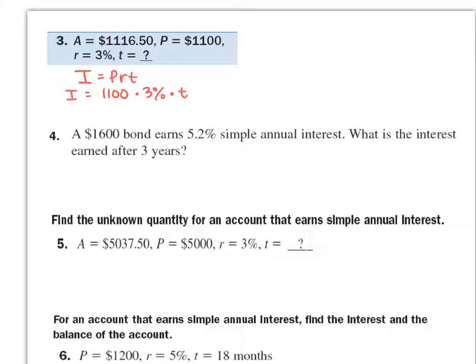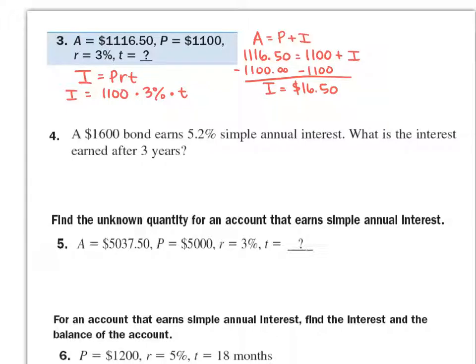So we've got to do a little bit more thinking here to figure out how we could figure out one of these. So let's go to our other equation, which is A equals P plus I. And let's plug in here what we know. So our ending account balance is $1,116.50. Our starting amount is $1,100, and the interest is what we don't know. And so this equation we can solve. We can subtract 1,100 from each side and figure out that the interest is $16.50.